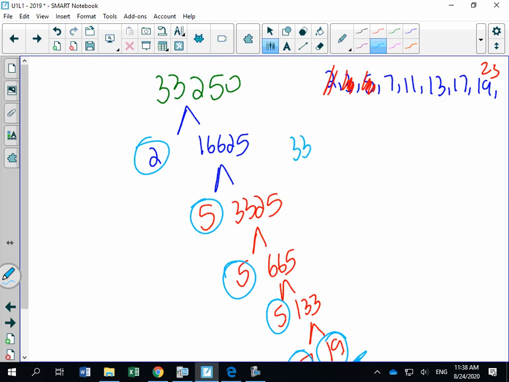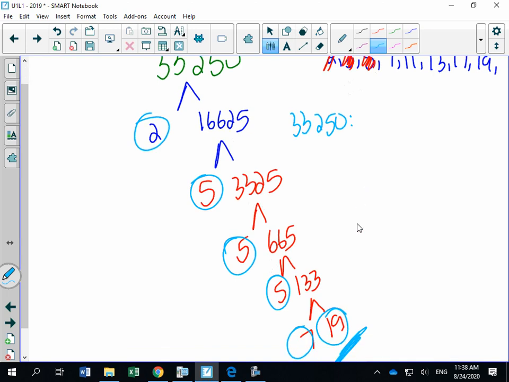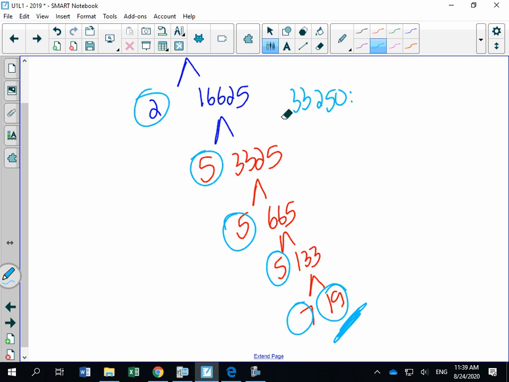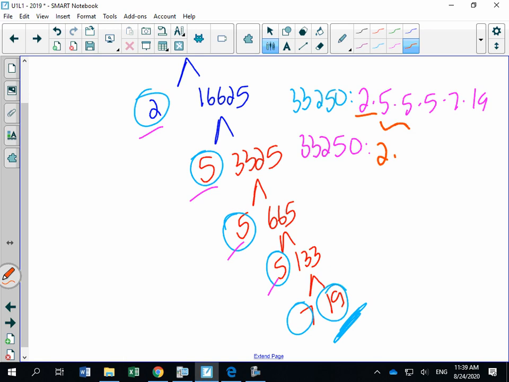So 33,250, writing this as a product of the primes, what's called the prime factorization of this number, would be 2 times 5 times 5 times 5 times 7 times 19. That's expanded form. 33,250 in exponential form is 2 times 5 to the power of 3 times 7 times 19.